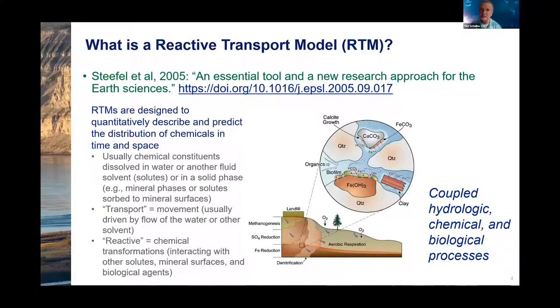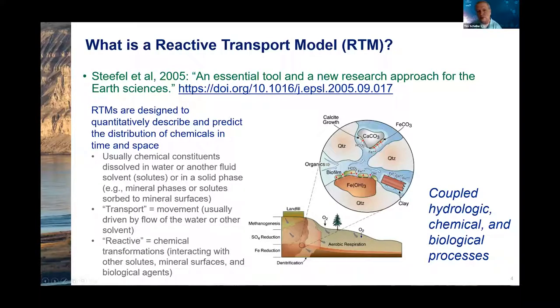And most RTMs have been traditionally applied in the subsurface environment, but certainly they can also be applied in rivers, in surface water bodies, in the atmosphere, and so forth. Usually these chemical constituents are represented as being dissolved in water or some other fluid solvent. Could be air, it could be oil or gas, or maybe supercritical carbon dioxide. So they're solutes dissolved in a liquid phase or in a solid phase. They could be mineral phases, or they could be solutes sorbed to mineral surfaces, for example.